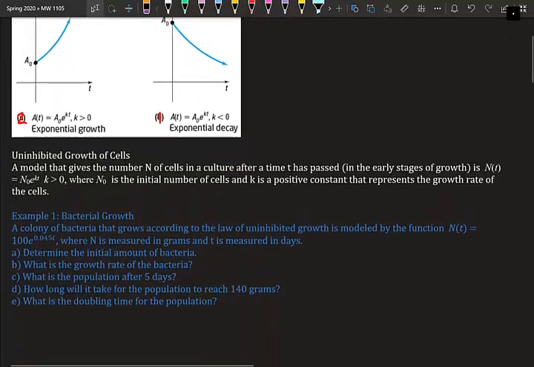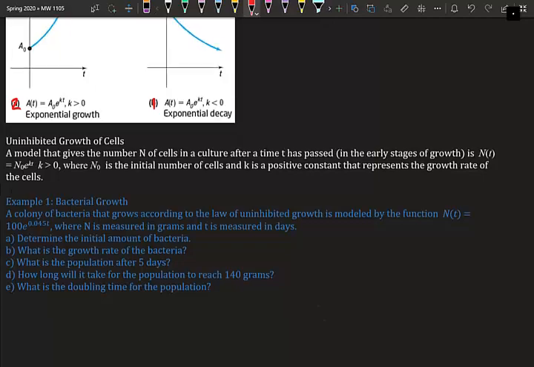Alright, a model that gives the number N of cells in a culture after a time t has passed in the early stage of growth is N of t equals N sub 0 times e to the power of kt, when k is greater than 0. N sub 0 is your initial number of cells, so how much did you start off with. If right now, before any time goes, I have 1 bacteria, and let's say an hour later it doubles, I'll have 2 bacteria. K is going to be your positive constant, and that represents the growth factor of the cell.